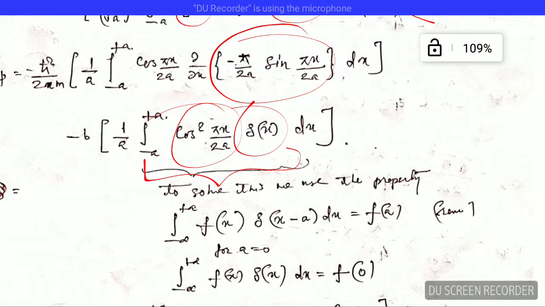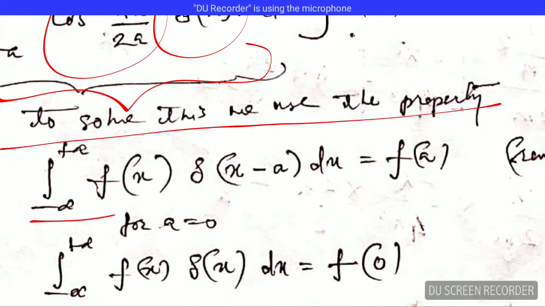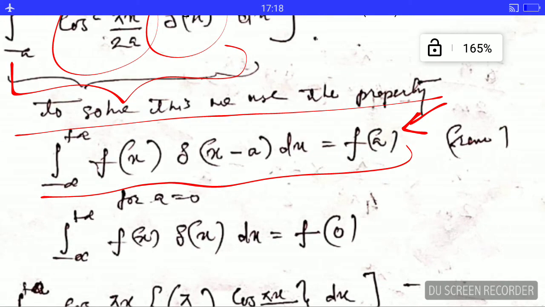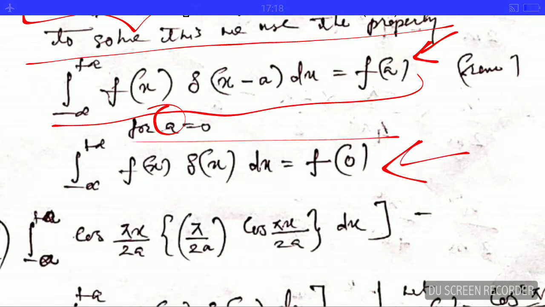So we will use the property of the delta function. The property of the delta function is written here. You should remember this property, it is a very important property. So for a equals 0, this should become like this. Okay, so we will use this equation.